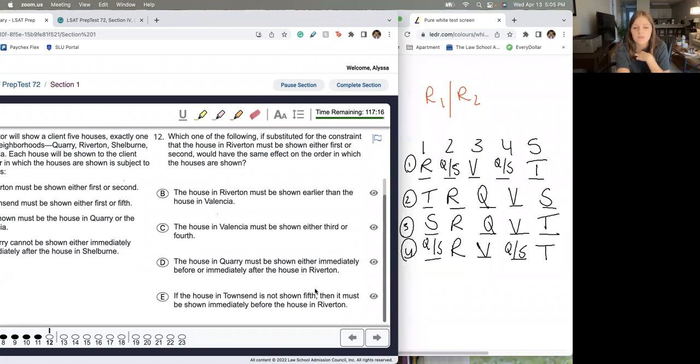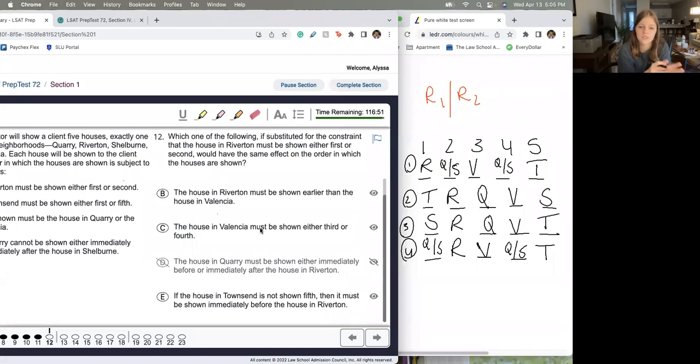D: the house in Q must be shown immediately before or immediately after R. That does not have to be true, because I could put Q over here and S over here, and it would basically prevent us from using this world because we don't have Q and R touching each other. So we can eliminate this one because it does not have to be true.